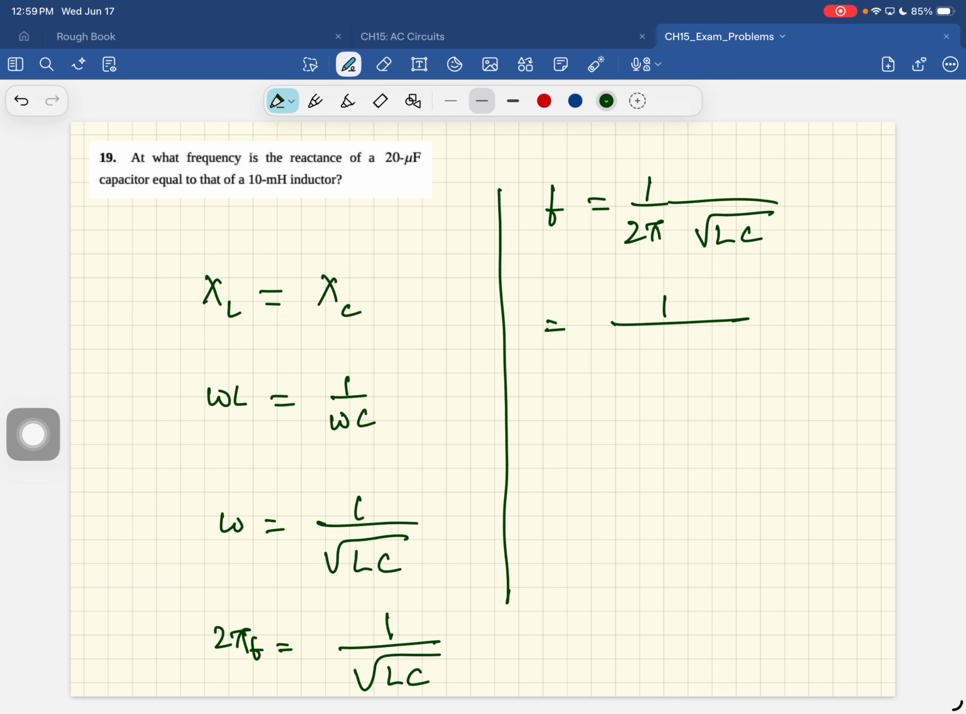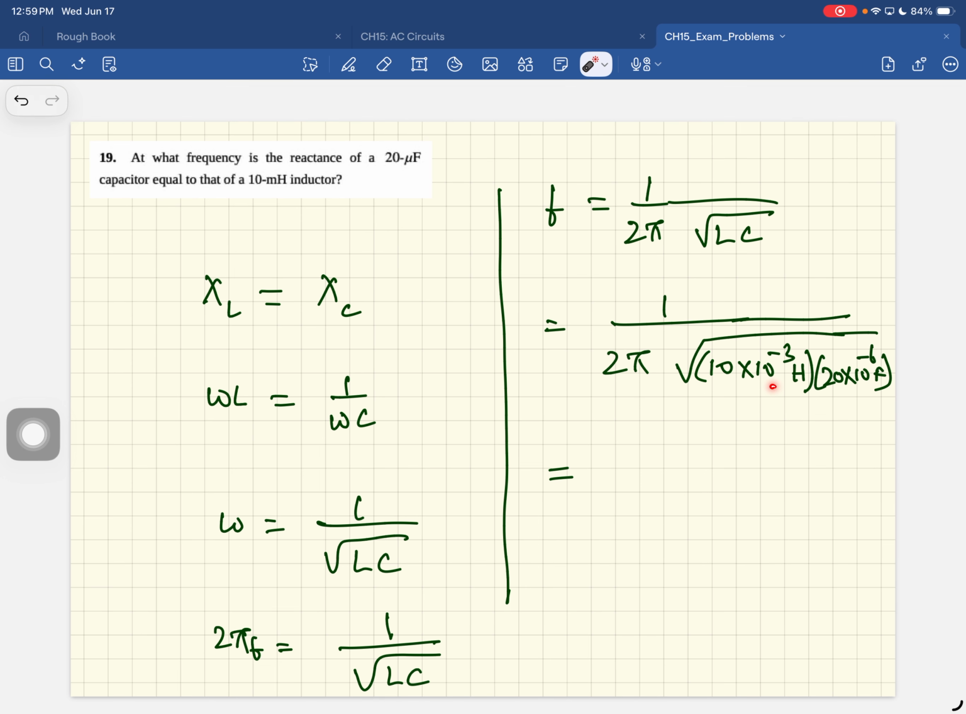So let's do XC. It's 1 over omega C, which is... C is 2 microfarads. That's 1,000, that makes it 10 to the minus 3. That comes to the top, so 10 to the power of 3 divided by 2 pi.